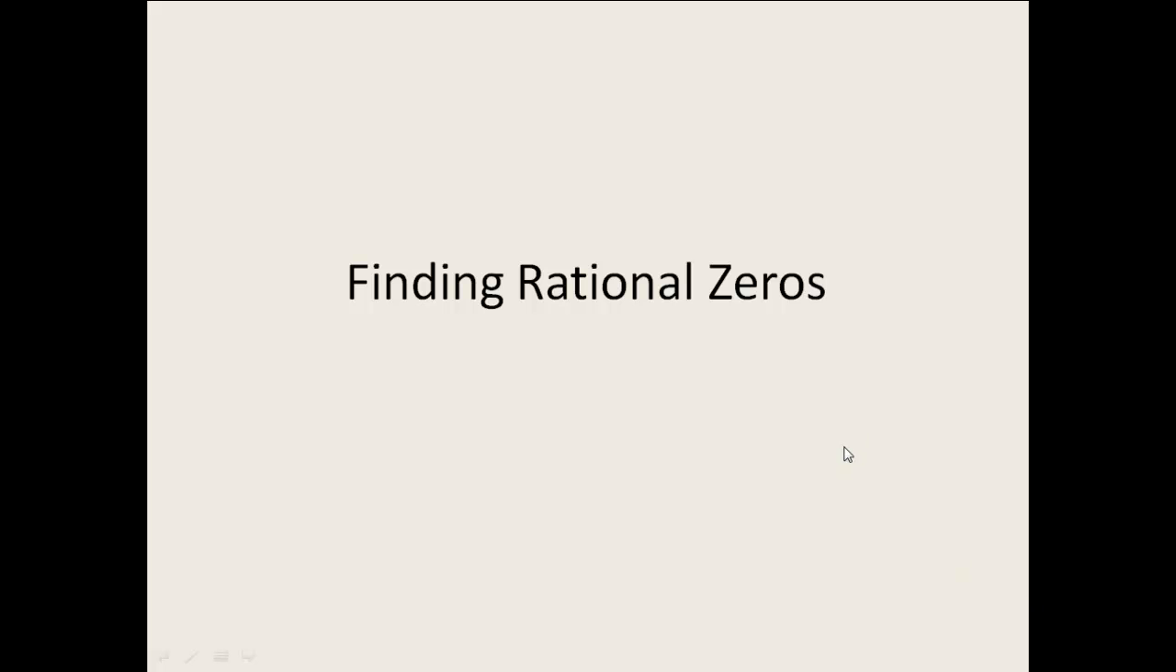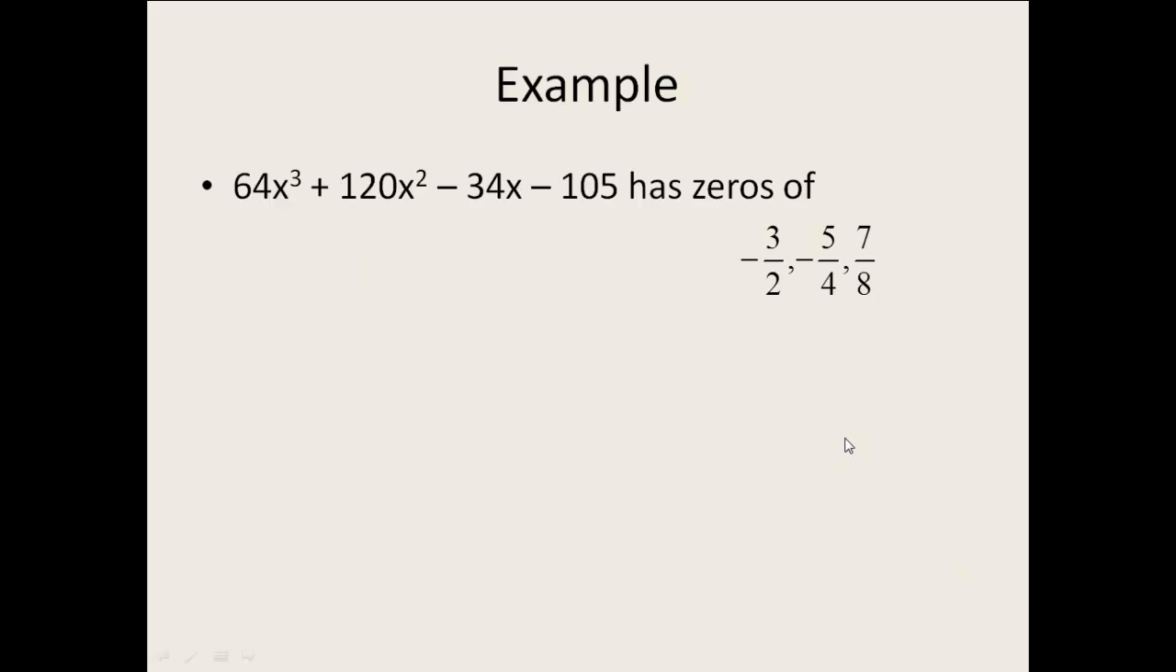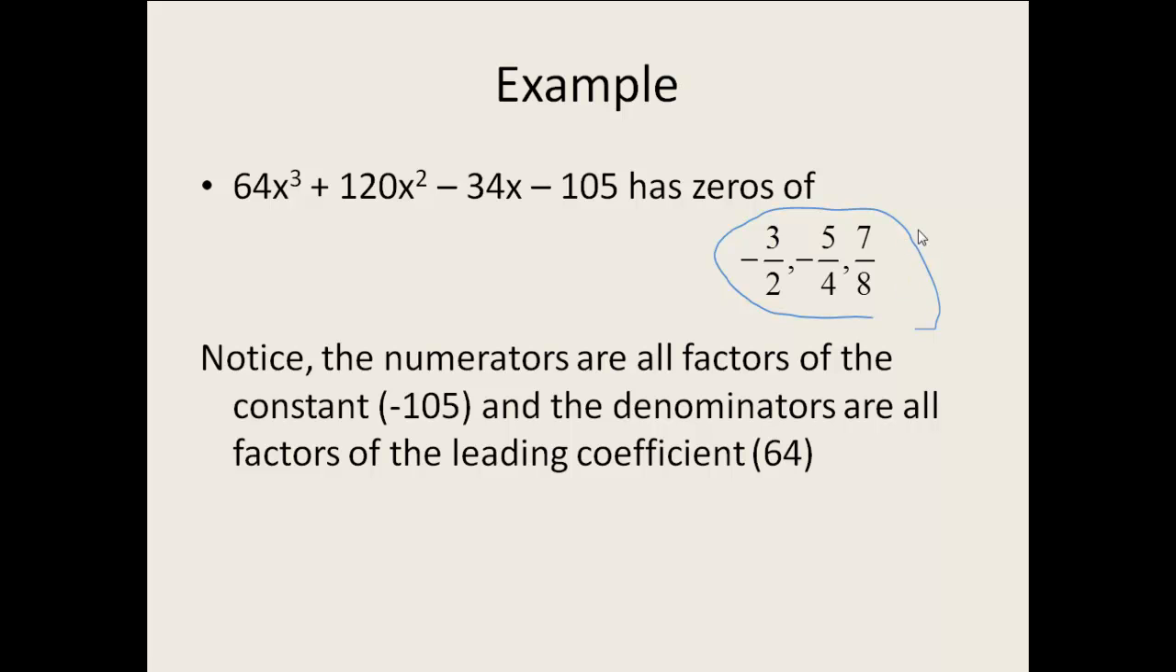We're going to look at finding rational zeros today. Here's an equation that I've given you, and I've gone ahead and told you that the zeros of this equation are -3/2, -5/4, and 7/8. Now, one thing that you might notice is that the numerators are all factors of our constant term of 105. The denominators are all factors of our leading coefficient, 64.